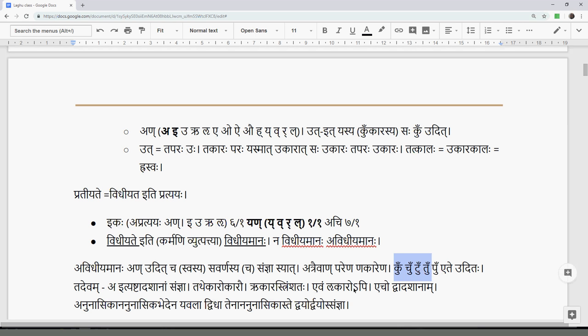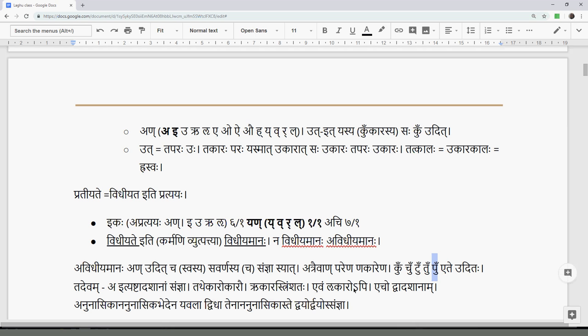And thereby what you get is ku chu tu tu pu ete uditaha. Udit is what? Ut ityasya. Kukara is ut. Chukara is ut. Tu is ut. Tu is ut and pu is ut. Ete uditaha. Udita is what? Prathama bahuvachana.